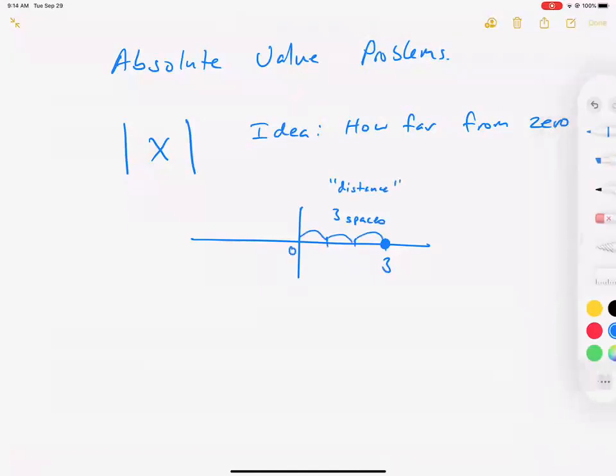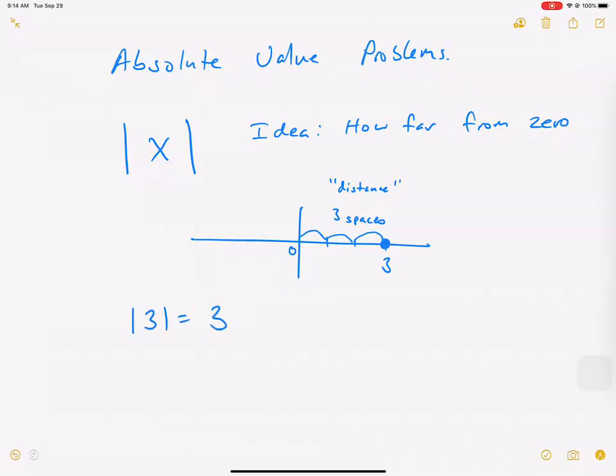And in the real world, we don't really use the idea of a negative sign. We use the idea of how far away something is. We don't think of it as a negative number. So when I ask you what is the distance the number 3 is from 0, we can say that's 3 spaces. So if I ask you this question, absolute value of 3, how far is 3 from 0? Well, 3 is 3 spaces away from 0.